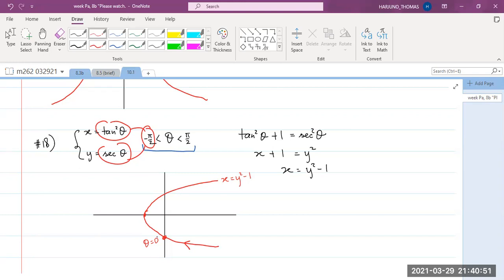Is it right? It's still wrong. My bad. It should be here. No, just plug it in. When theta equals 0, then x will be 0, right? But y will be 1. So theta equals 0 is here.